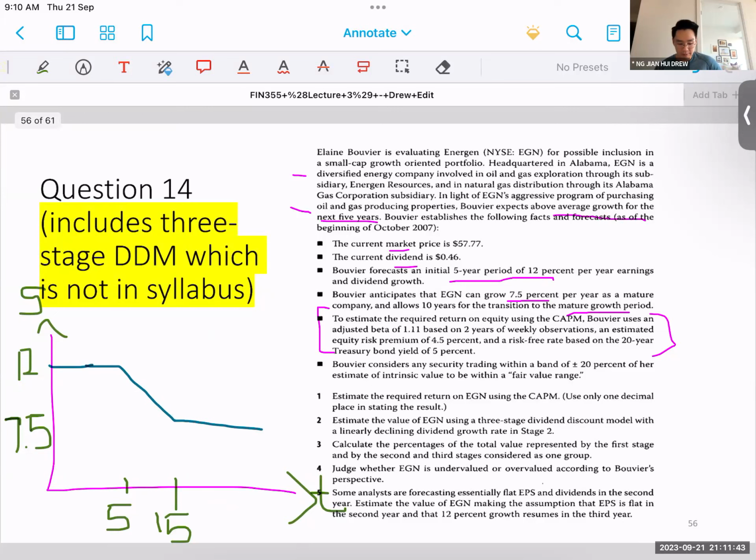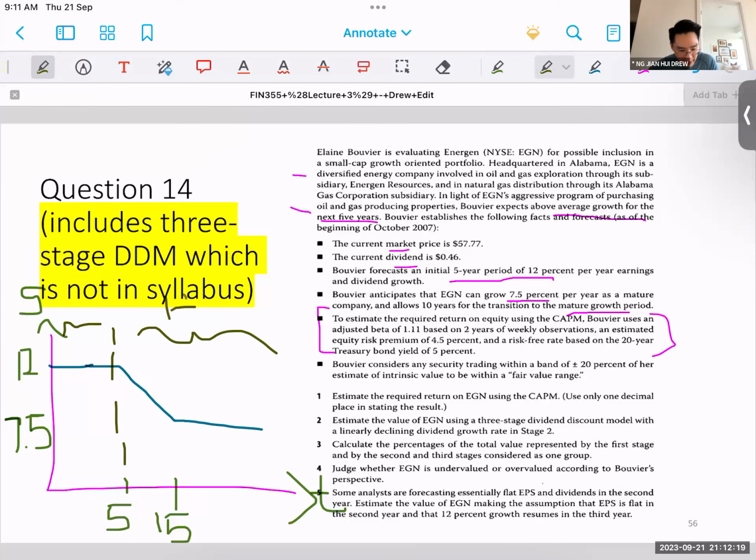So estimate the value, part 2. Estimate the value of the share in a 3-stage dividend discount model with a linearly declining dividend growth rate at stage 2, right? Which is what we have drawn. I think I've mentioned it earlier, you can actually break them down into 2 parts, right? Let's break down like that. So part 1 and part 2.